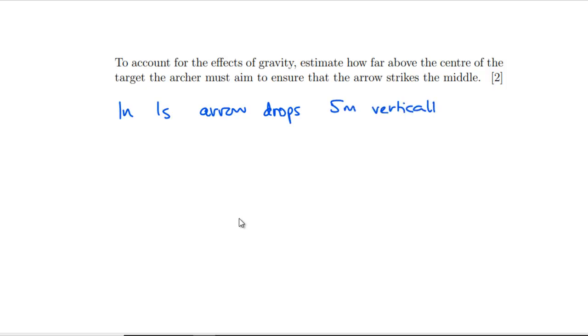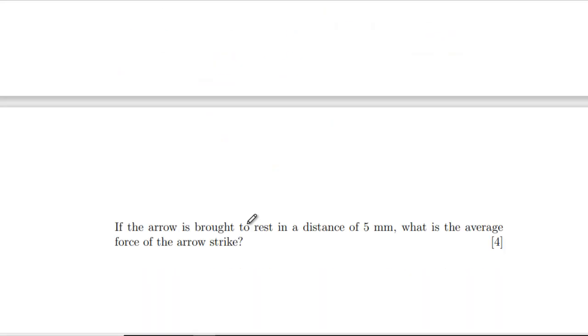So that's because the acceleration due to gravity is 10 meters per second squared. So in 1 second, we would have increased the vertical velocity by 10 meters per second. So our average velocity is 5 meters per second, multiplied by the time, is 5 meters. So that's fine. We want to therefore aim 5 meters above the center, 5 meters up. Right, so average velocity times time.